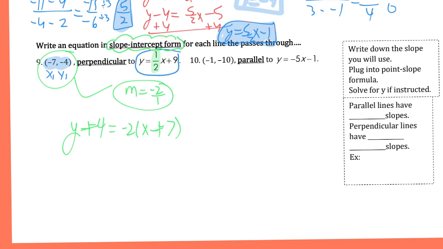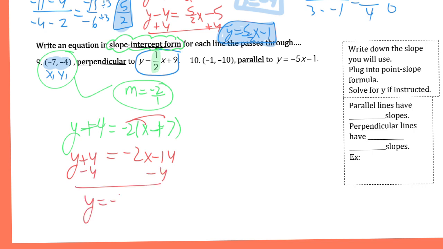If they said leave it there, fine, but they said don't leave it here. I want you to get it into slope intercept, which is y equals mx plus b. So distribute the -2 and solve for y. And you're going to get y is equal to -2x minus 18.